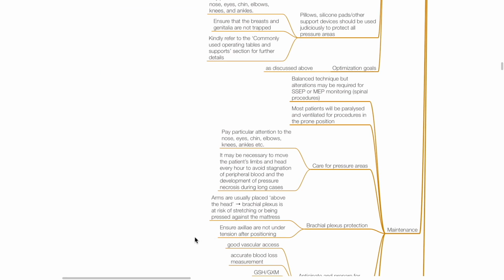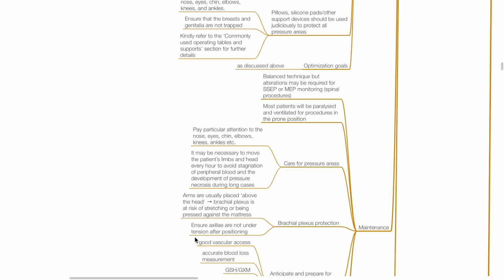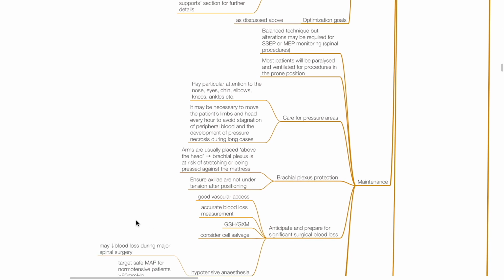Maintenance: a balanced technique, but alterations may be required for SEP or MEP monitoring. Most patients will be paralyzed and ventilated for procedures in a prone position. Care for pressure areas throughout the course of anesthesia. It may be necessary to move the patient's limbs and head every hour to avoid stagnation of peripheral blood and the development of pressure necrosis during long cases.